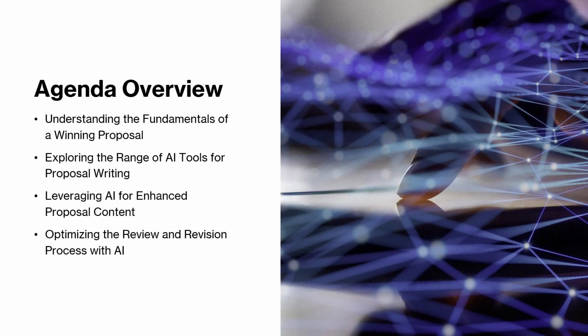Here's what we'll cover today: the basics of what makes a strong proposal, different types of AI tools and what they're good for, how AI can help you with writing, editing, and storytelling, and how to review and finalize your proposal using AI support. At each stage, I'll show you how these tools can make your job easier and give examples you can relate to.